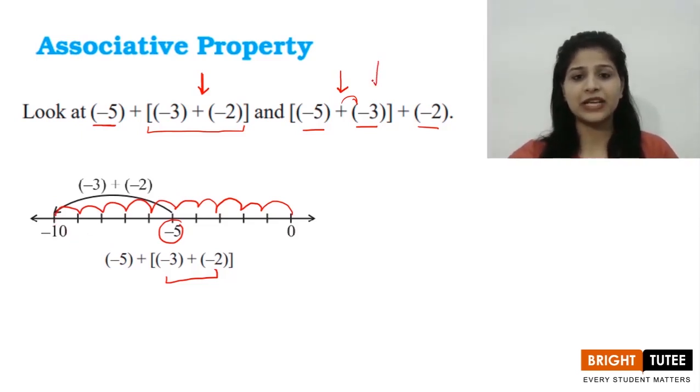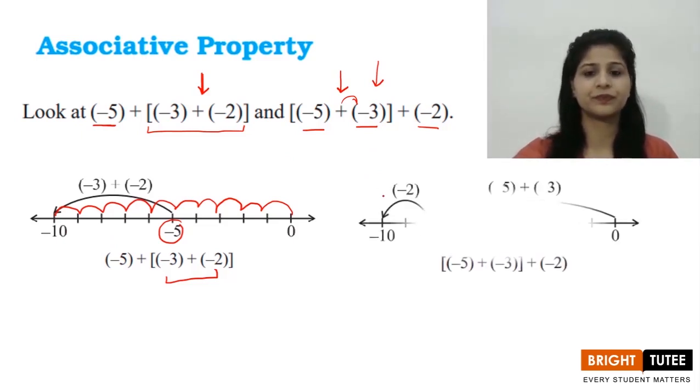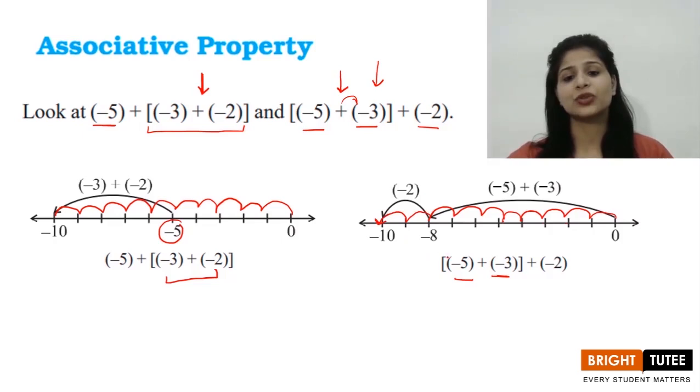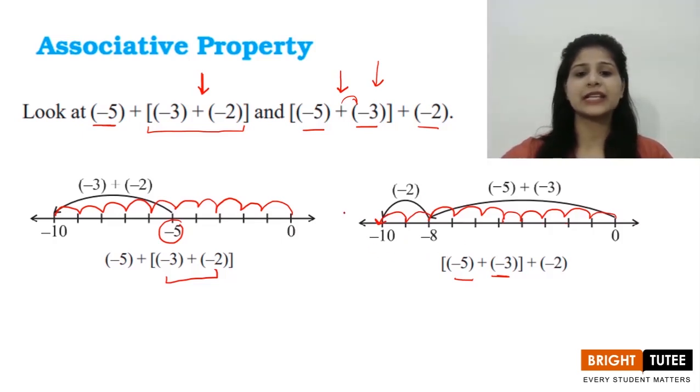Similarly, we can do this for the second one as well. As you can see here, minus 5 and minus 3 gives us minus 8. First of all, from 0 you will go 5 steps back, 1, 2, 3, 4 and 5, and then again 3 steps, 1, 2, 3, you reach minus 8. And minus 2 again you have to do. So you will go 2 steps again towards your left, so you reach minus 10 in both the cases.